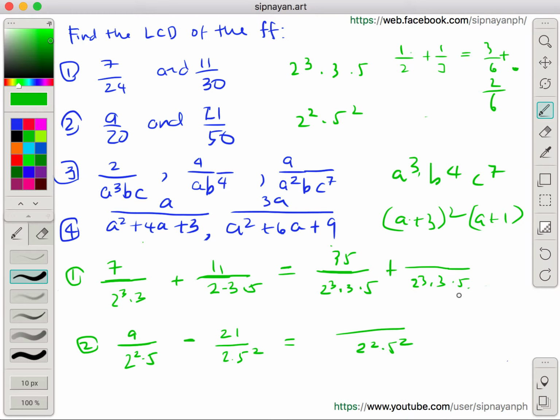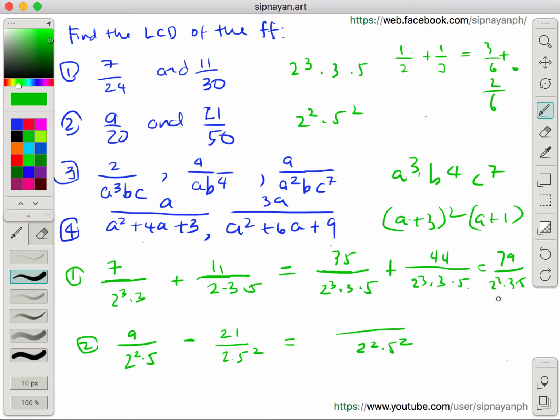Dito naman 2 cubed times 3 times 5 divided by 2 times 3 times 5. Makakancel na yung 3 times 5. And then matitira na lang natin is 2 cubed divided by 2, which is 2 squared or 4 times 11. That's 44, which is equal to 79 over 2 times 2 cubed times 3 times 5.